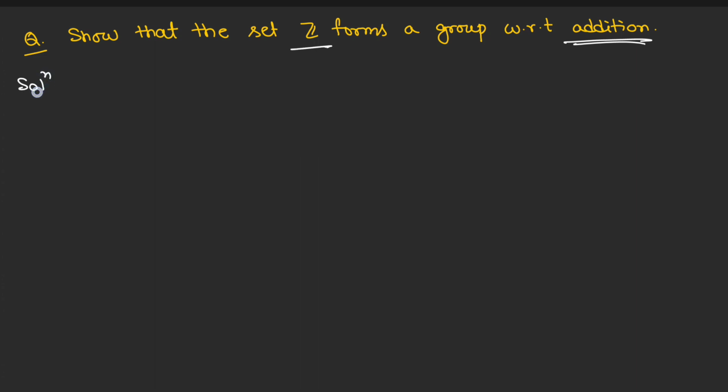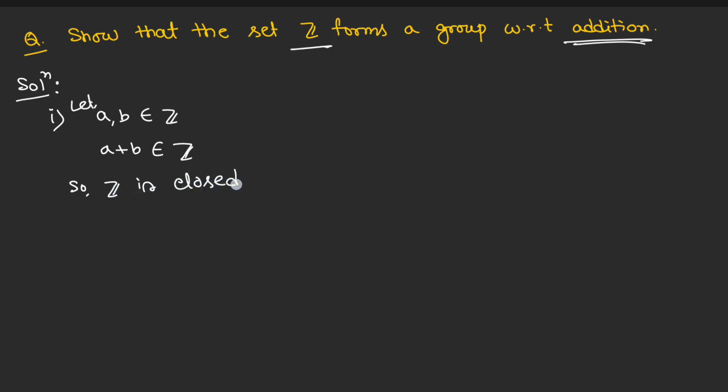Solution. First we have to show that the set is closed, yes or no? So let's take any arbitrary elements a comma b. Let a comma b belong to Z, and the operation is a plus b. If you apply the operation a plus b, the addition of two integers always exists in Z. Addition of two integers is always an integer. That means it is satisfying the closure property. So Z is closed under addition.